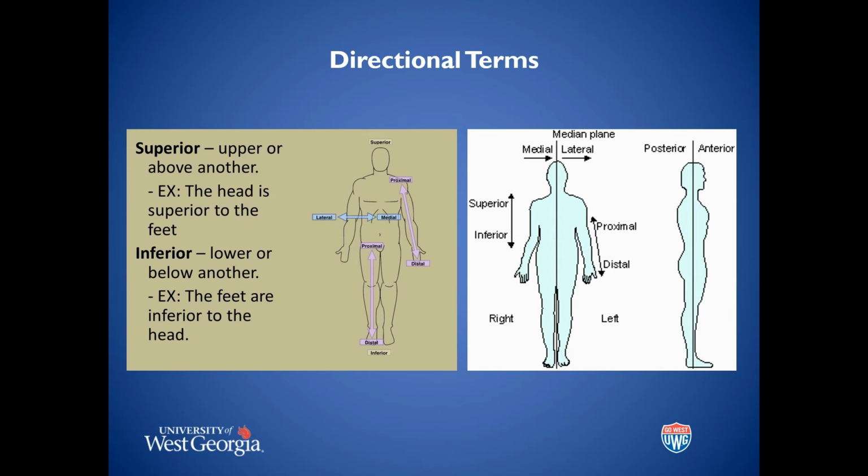You do have right and left, and when you're talking about right and left, if you're looking at someone in an anatomical position, it is their right and their left when you see those terms. And then you have anterior and posterior. This is if you're looking at someone from the side. Anterior is more towards the front, towards the face side. Posterior is more towards the back or the butt side.